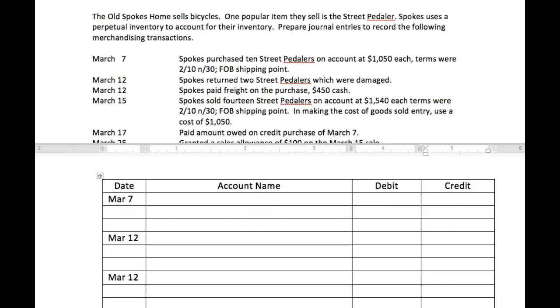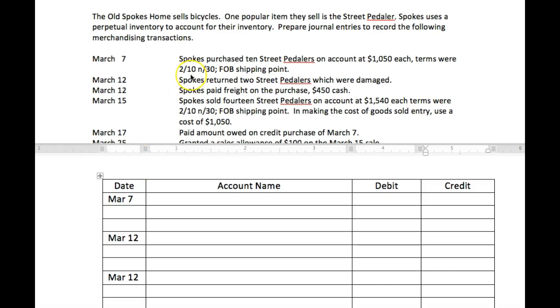Let's review the journal entries for a merchandising company using perpetual inventory. Old Spokes Bike Shop sells bicycles. One popular item they sell is the Street Peddler. Spokes uses a perpetual inventory system to account for their inventory. Prepare journal entries to record the following merchandising transactions.